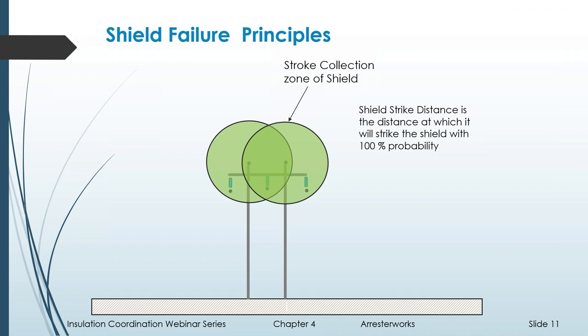So here I'm going through some of the principles of shield failure rates and how we get to it. Every conductor, whether it's a shield or a phase conductor, has a collection zone. This collection zone is circular along the length of the line. In this case, I'm drawing the shield collection zone for the two shield wires.